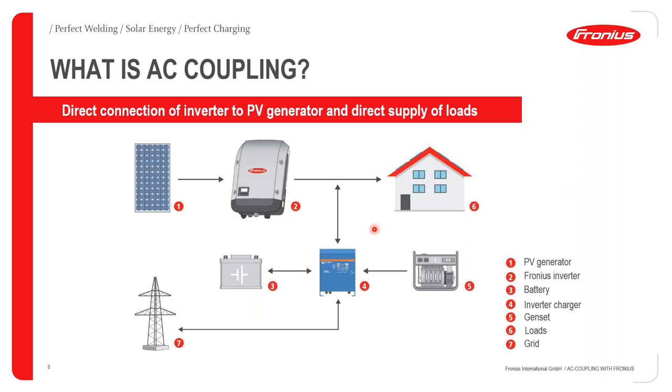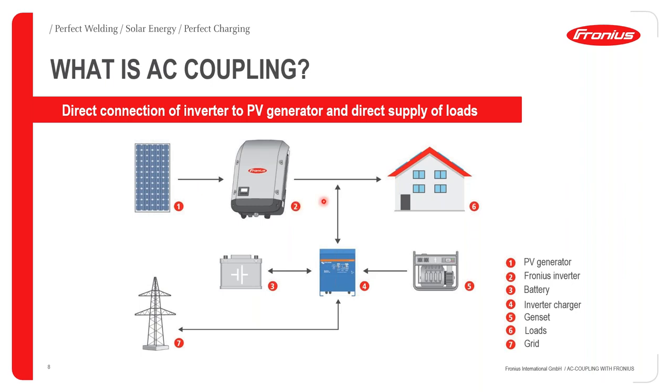Good. So still answering the question, what is AC coupling, even after defining it? We're going to give you a look at how the system looks using a single line diagram. As you can see in this case, and as earlier described in the previous slide, the grid-tied inverter, Fronius in this case, has the capability of supplying power directly to the load while generating its input from the PV generator, that is the solar panel.